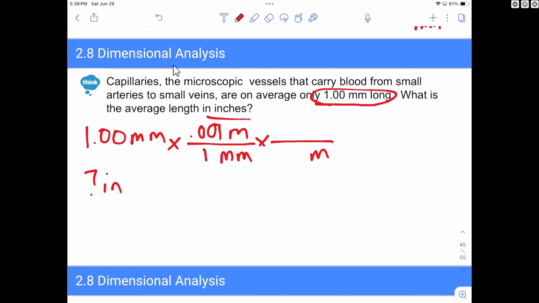Meters on the bottom. This time I'm going to go to centimeters because I know the conversion factor between centimeters and inches. Any conversion factor that is a non-metric one that I didn't discuss previously, I will give you. So you just need to make sure that you know how to utilize them. You don't have to memorize them all. It does help to have some of them memorized because it makes this process a little bit easier.